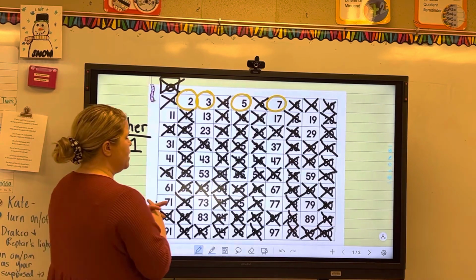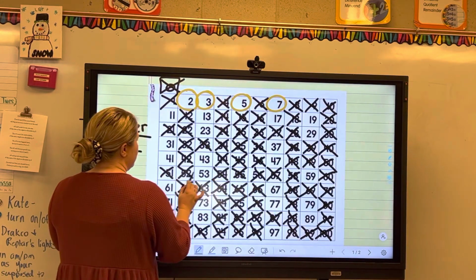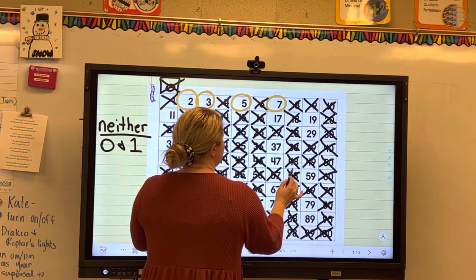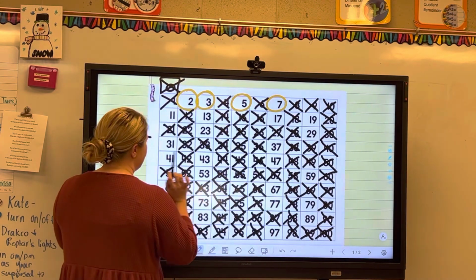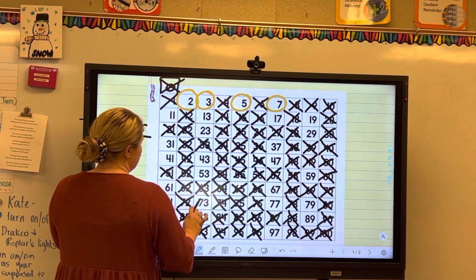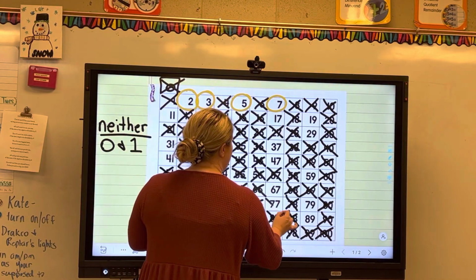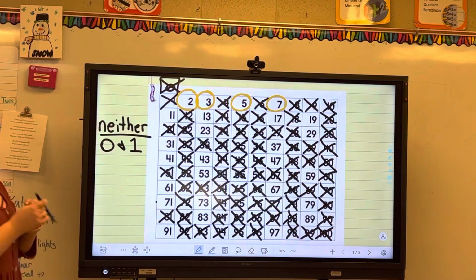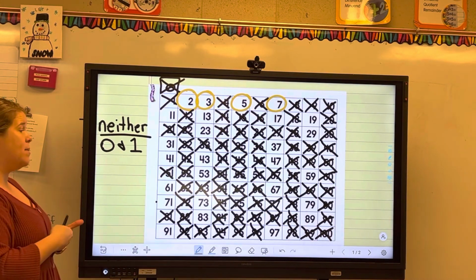All right, so after 49, let's see. 1, 2, 3, 4, 5, 6, 7. Again. 77, mark it off. 11 times 7. Very good. If you can find one other thing that will go into it, one other number that can multiply and give it to you, it's got to be composite.